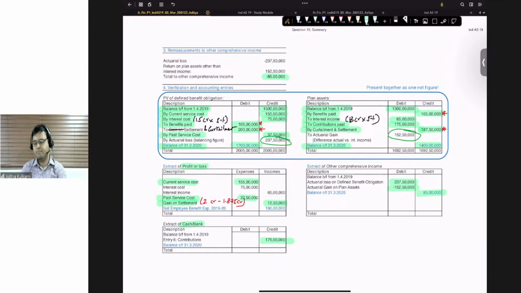Is it understood? Did you understand the question in totality? It is a very, very exhaustive question, a very beautiful question. It covers everything. One day before the exam, when you are sitting to revise and you are under a lot of stress and tension, just study this one question from Ind AS 19 and go to the exam hall. It covers practically everything related to defined benefit plans, defined benefit obligation, plan assets, everything is there. So you just study this and go to the examination hall for Ind AS 19 defined benefit obligations.